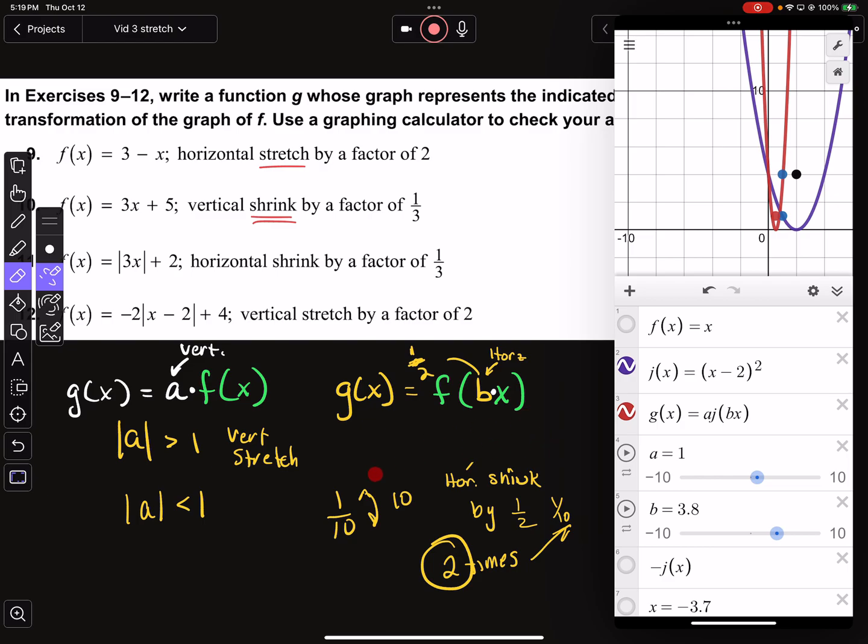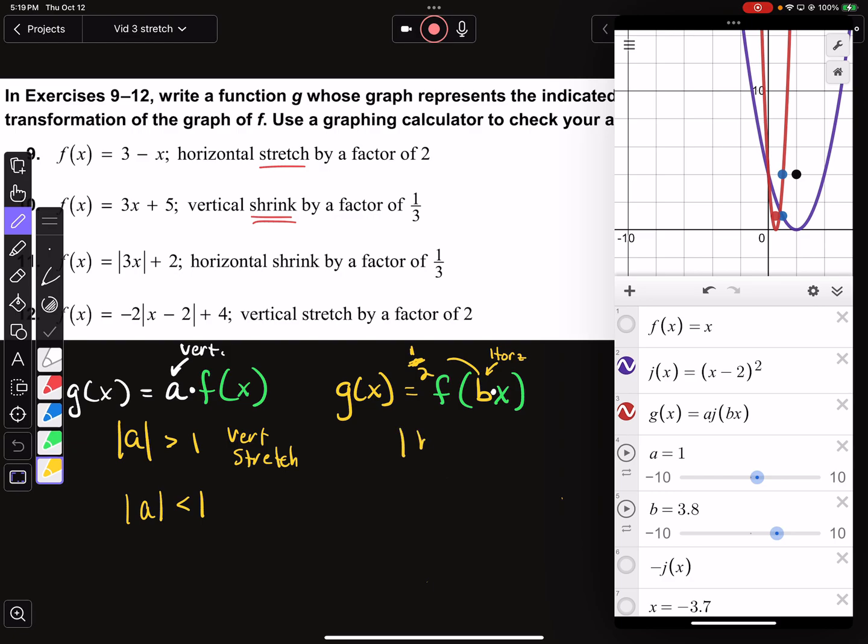So let's kind of fill in some notes for this one. It looks like this. In this one, if your b, absolute value again, not the negative part, if your b is greater than 1, it actually causes a shrink. The big numbers do the opposite: 1 over b, the reciprocal of the b value. And if your b is less than 1, if it's a decimal, it's going to cause a horizontal stretch. And that horizontal stretch will again be by 1 over b.